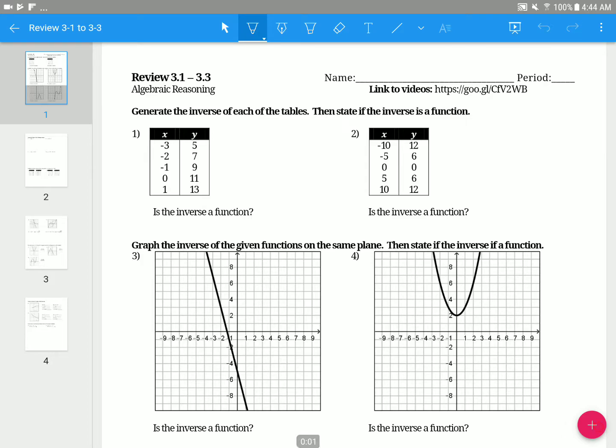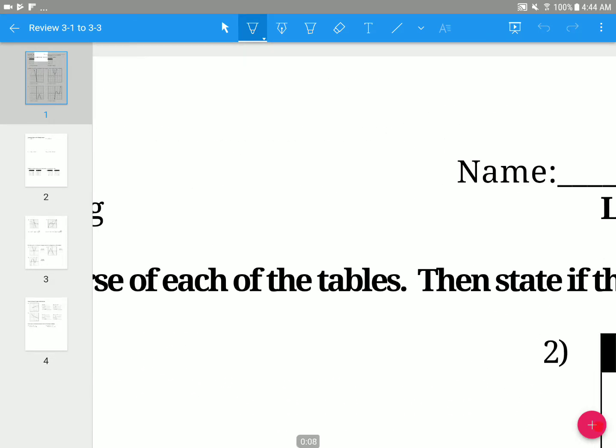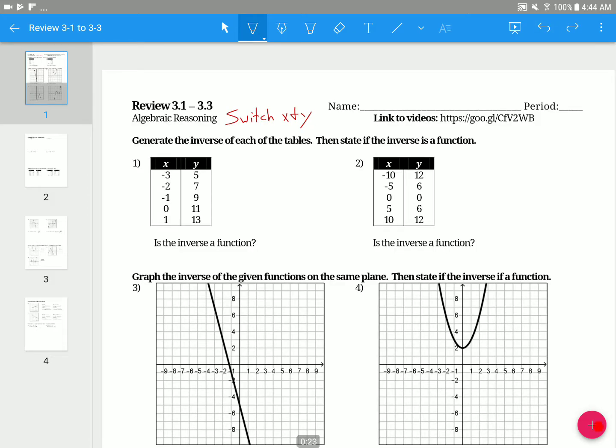All right, this is review 3.1, 3.3 for algebraic reasoning. This is all about inverses. Okay, and the biggest thing to remember about inverses is to switch x and y. That is the biggest thing to remember. If nothing else, if you've done that, you're probably at least in the right ballpark. So generate the inverses of the tables.